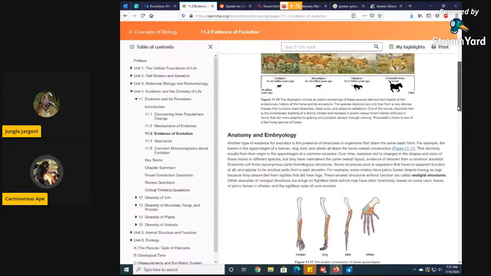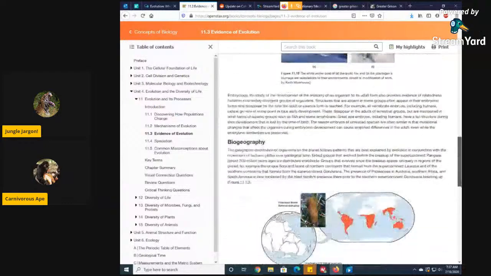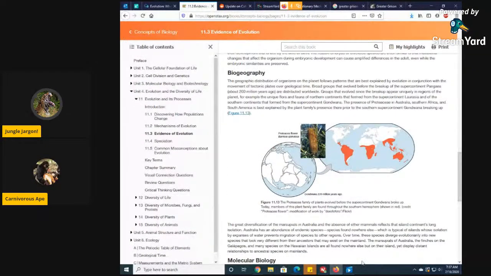Okay, so how many supercontinents do you know about? Supercontinents? Well, there was other ones. There was this Gondwana. Supposedly there was another one too. Just one? Well, it's.